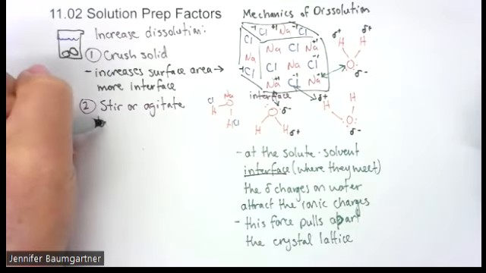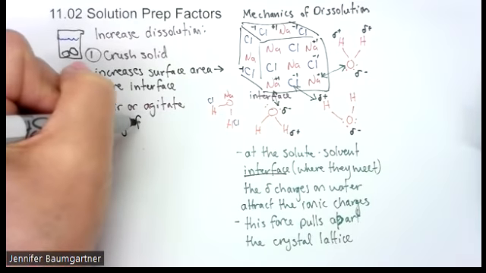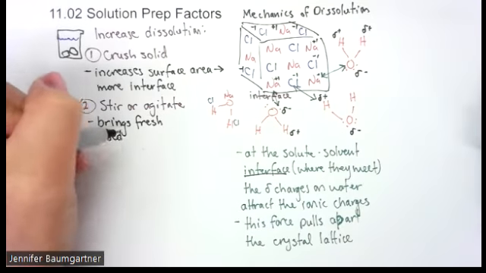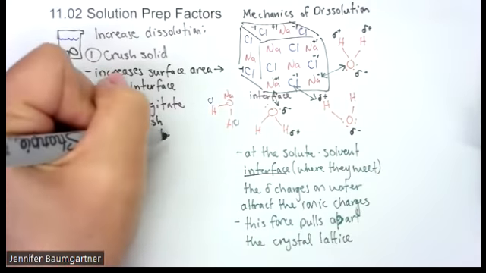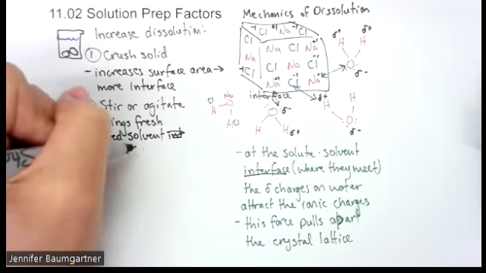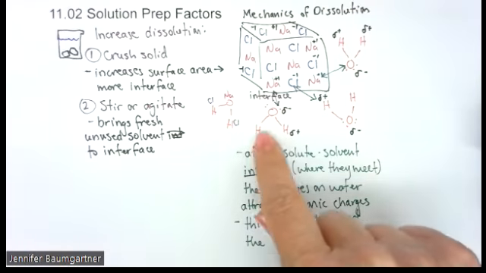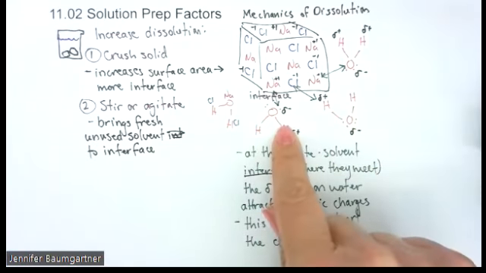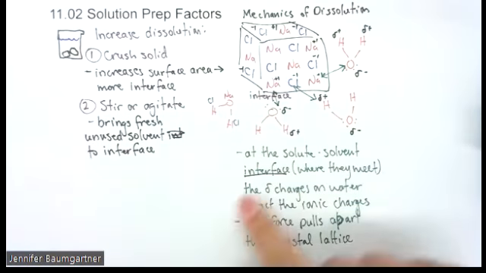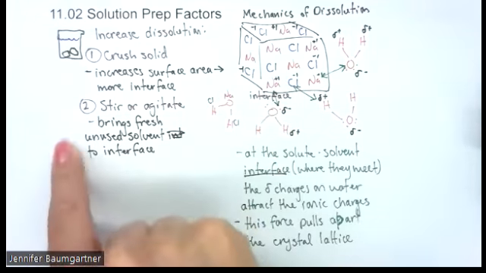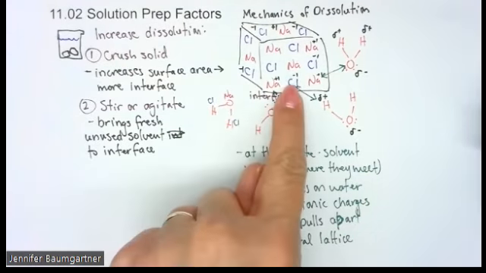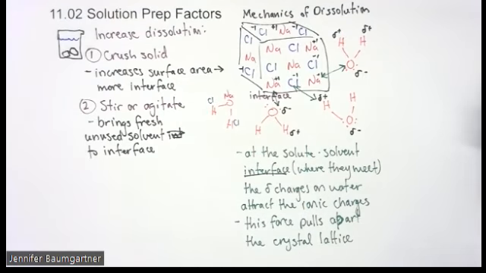So stirring or agitating brings fresh, unused solvent into the interface. So if I pull all of these off, these kind of just sit here, and then we don't have any more dissolving. If I stir, once these pull off an ion, they get pushed away, and we bring in another one that's fresh, and it pulls off an ion, goes away, and so on and so forth. We're constantly bringing that fresh solvent into contact with the crystal lattice that lets it pull off ions.